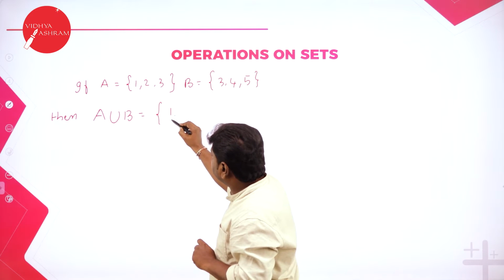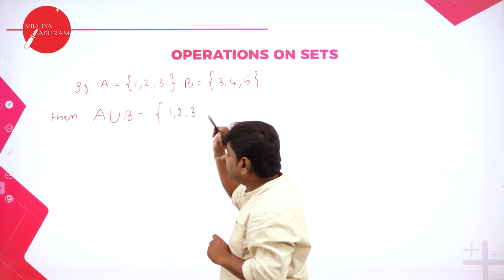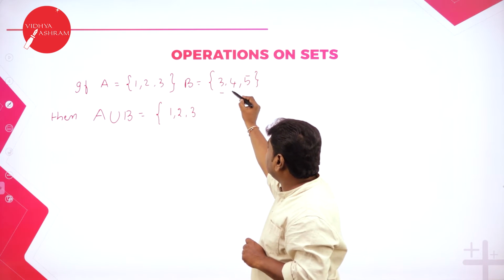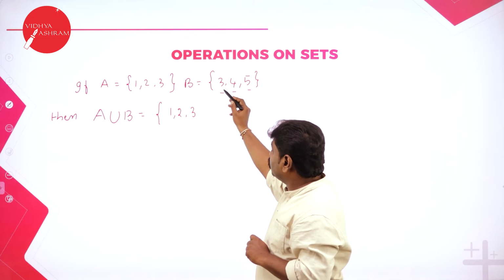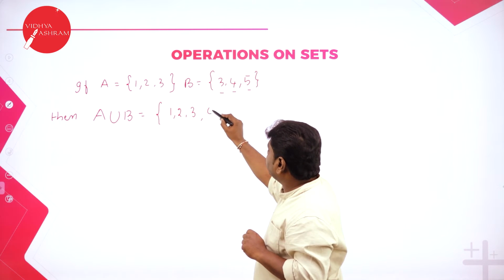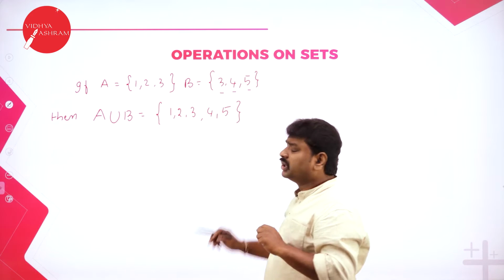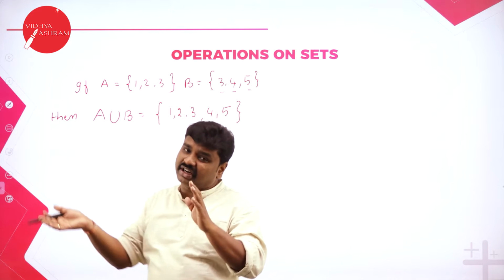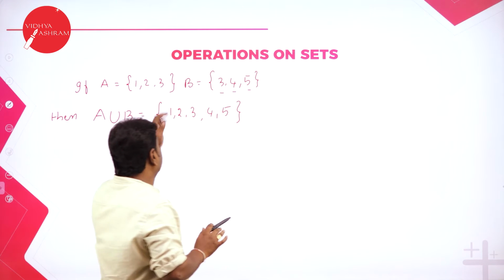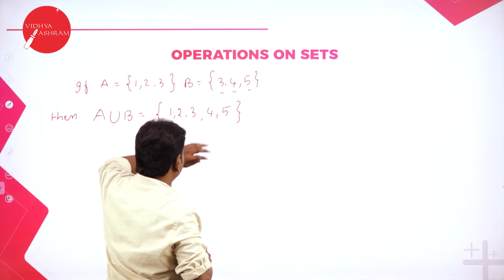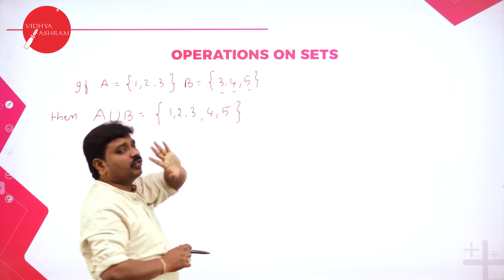So first I'll write the elements of A. What are the elements of A? 1, 2, 3. Then I should write the elements of B, that is 3, 4, 5. But already I have written 3, so I should not repeat. So start from 4, 5. This is A union B. Elements of A is 1, 2, 3. Elements of B is 3, 4, 5. But 3 repeats, so write only once.